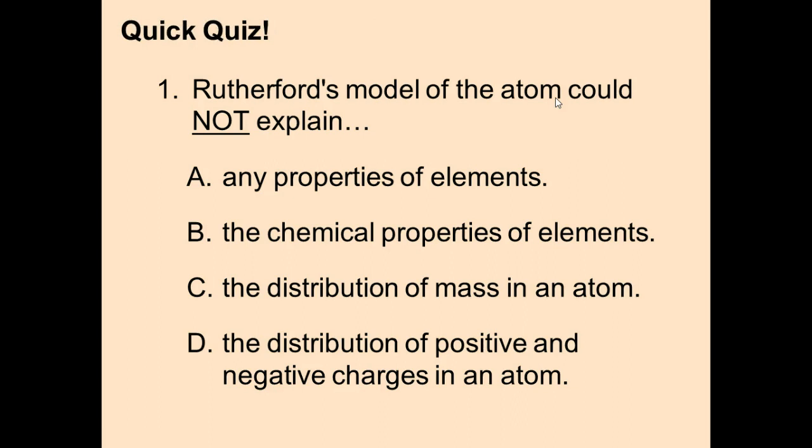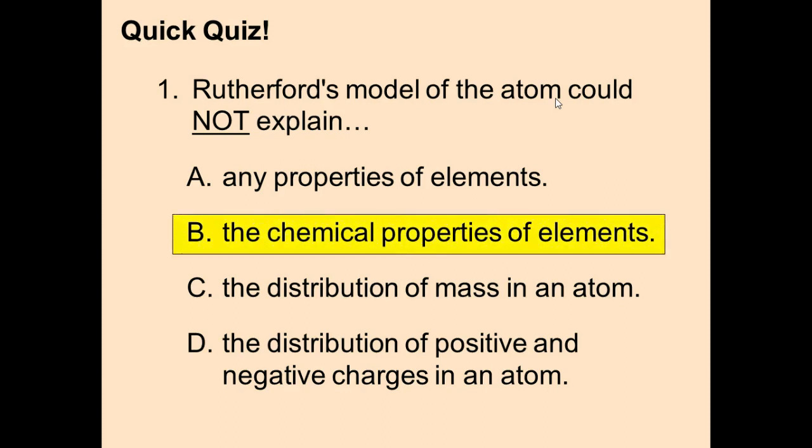And here's a quick quiz to see what we've learned. Rutherford's model of an atom could not explain A, any properties of an element, B, the chemical properties of an element, C, the distribution of mass in an atom, or D, the distribution of positive and negative charges in an atom. Well, Rutherford's model, the problem was that it could not describe certain properties of an atom, and it couldn't describe chemical properties. And so the answer is B.